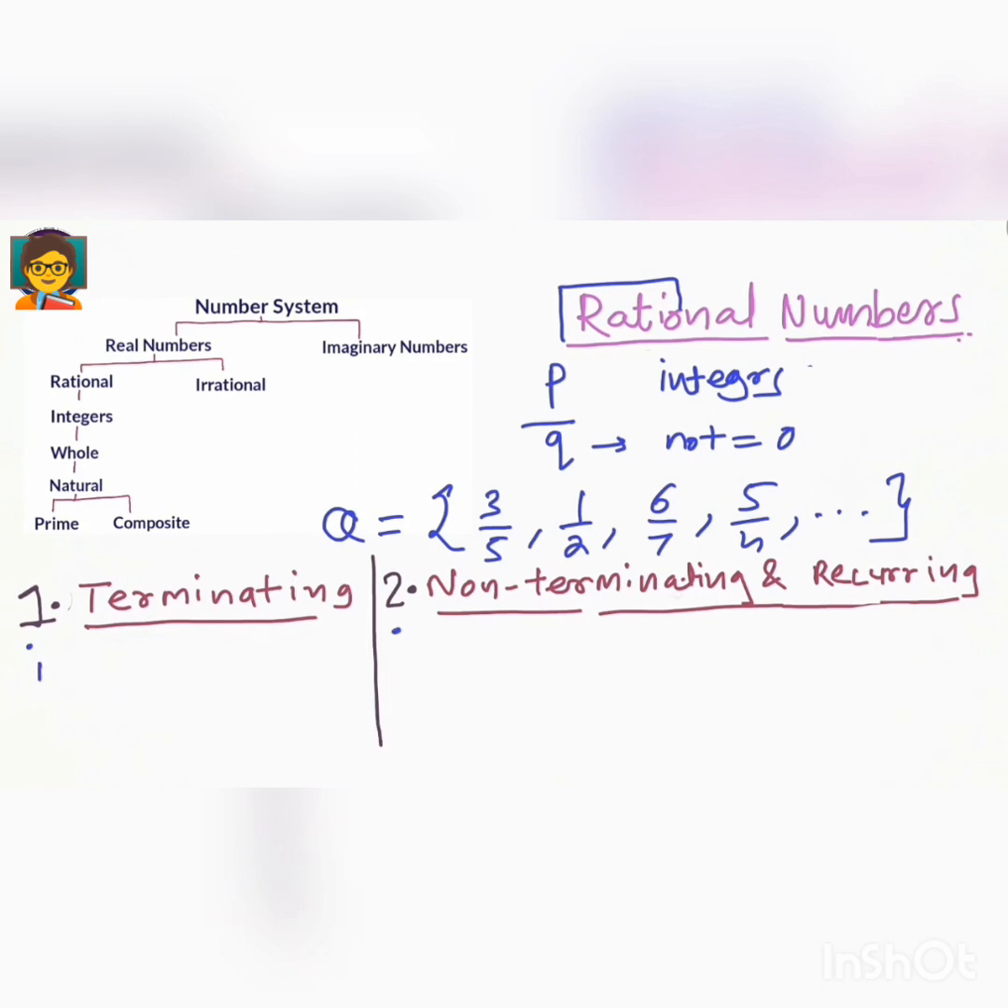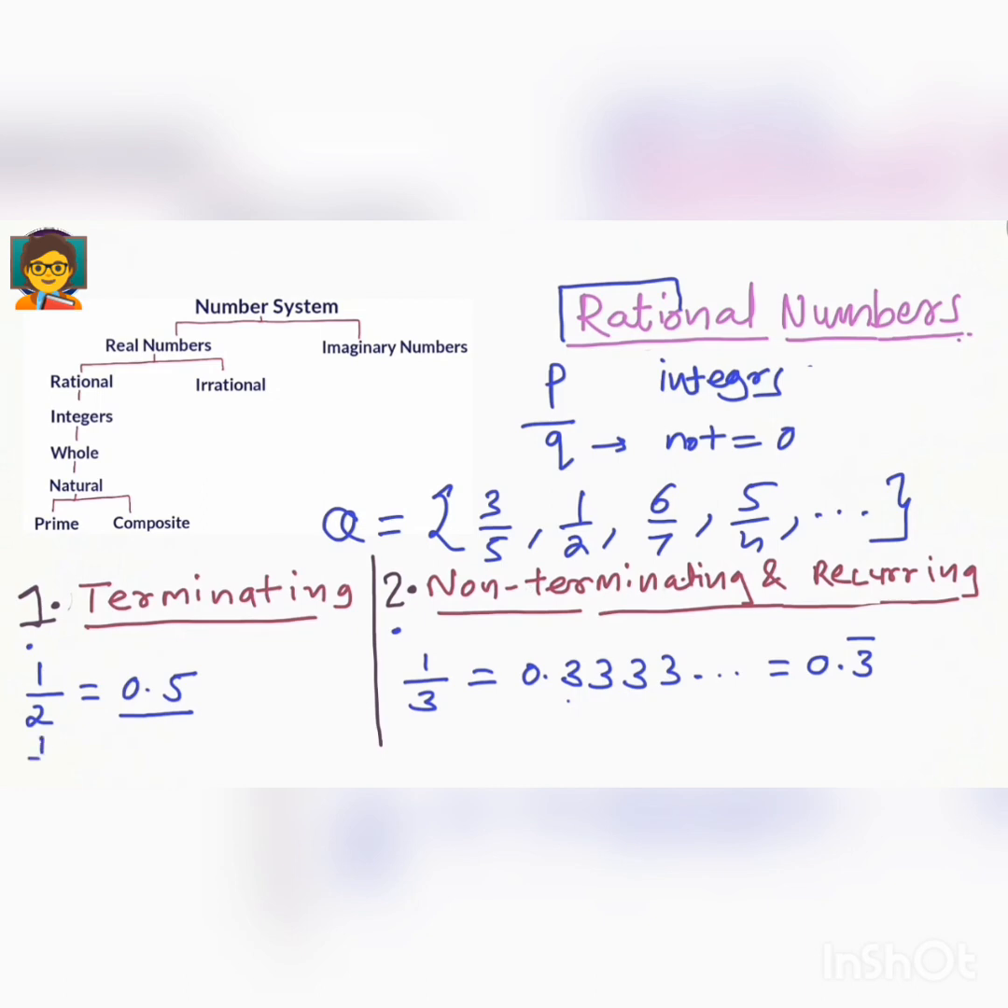For example, 1 by 2 is a rational number. If you divide 1 by 2, you will get a finite answer, 0.5. That's the reason it is called terminating, because you are getting a finite answer. However, if you take 1 by 3 and divide 1 by 3, you will get 0.3333 and so on. This can be represented as 0.3 bar as well. You can see this is a non-terminating series and this number 3 is repeating. That's the reason it is called a non-terminating and recurring rational number.